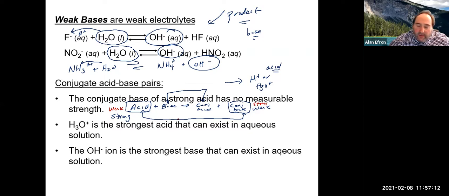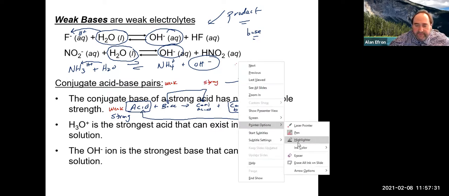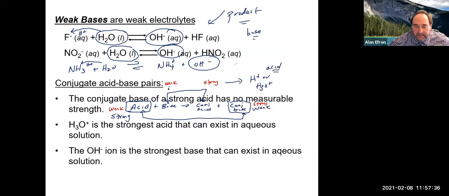So there's an opposite relationship that occurs with the acid and its conjugate base, and also the base and its conjugate acid. If your base on the left-hand side is weak, your conjugate acid will be relatively strong. And the same thing holds if you're starting with a strong base on the left-hand side. Its partner on the other side will be relatively weak.